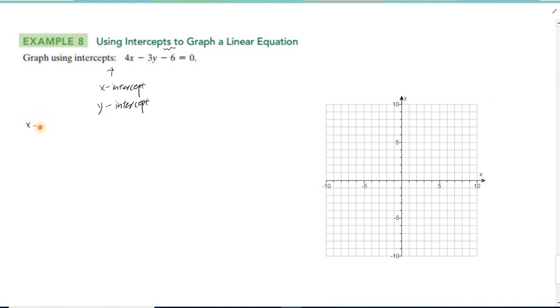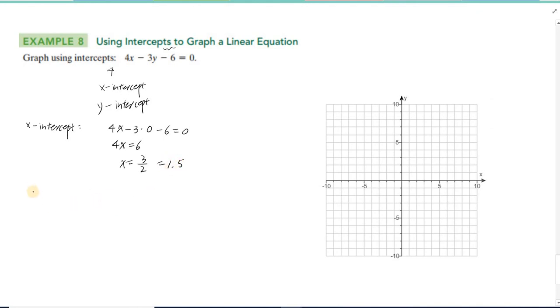If we need to find the x-intercept, that means we're going to plug 0 in for y, okay? It's 4x minus 3 times 0 minus 6 equals 0, okay? So then we're going to solve it. That will be 4x equal to 6, and then x equal to 3 over 2, which is around 1.5.